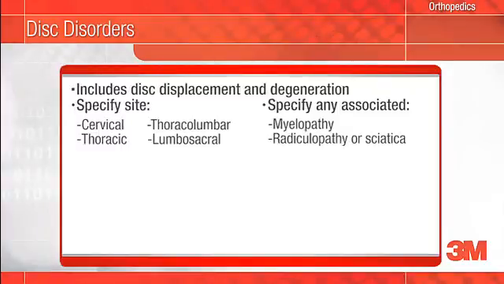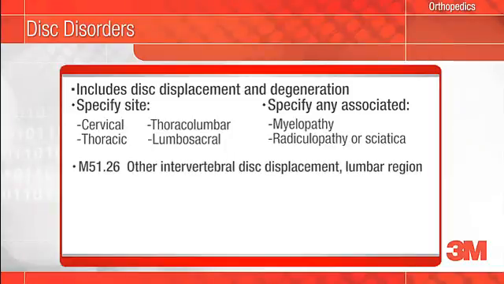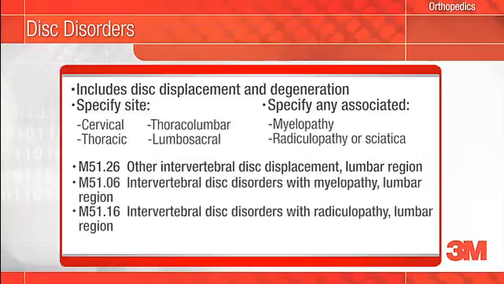so your patient's clinical picture is accurately reported. Disc disorders without myelopathy or radiculopathy are classified to a code that states other disc displacement or other disc degeneration. For example, code M51.26 would be reported for a diagnosis of lumbar disc displacement, but codes M51.06 and/or M51.16 are reported when myelopathy and/or radiculopathy is also present.